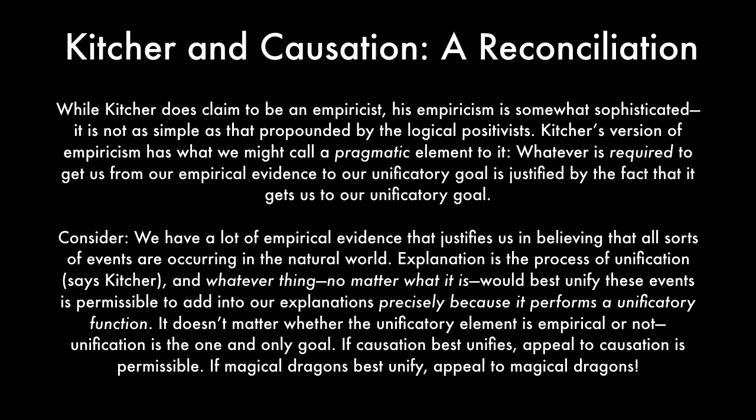So consider this. We have a lot of empirical evidence that justifies us in believing that all sorts of events are occurring in the natural world all the time. Explanation, according to Kitcher, is the process of unification, and whatever thing, no matter what it is, would best unify these events in the natural world is permissible to add into our particular explanations precisely because it performs a unificatory function. It doesn't matter whether the element that unifies is empirical or not.